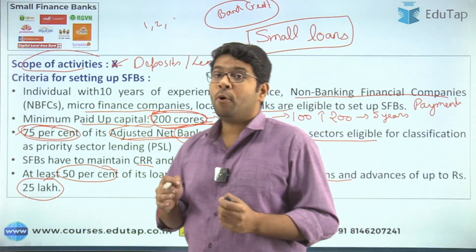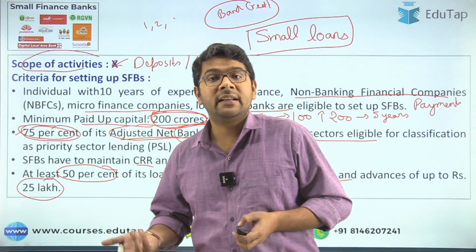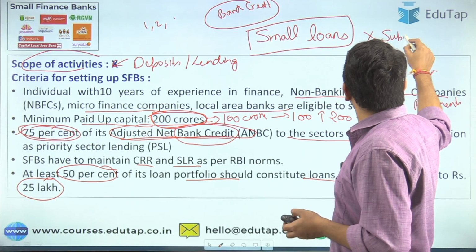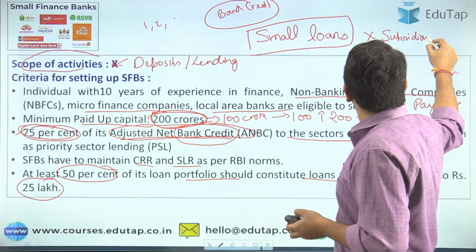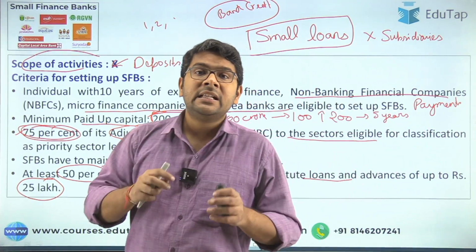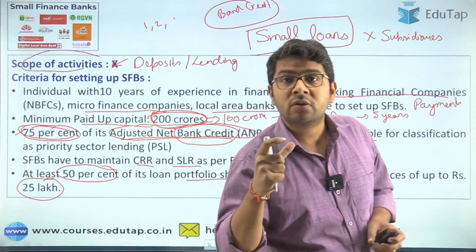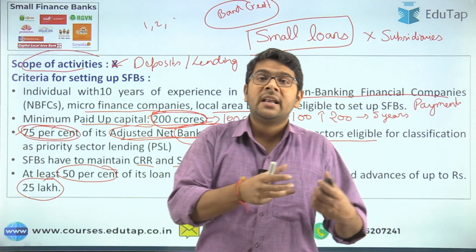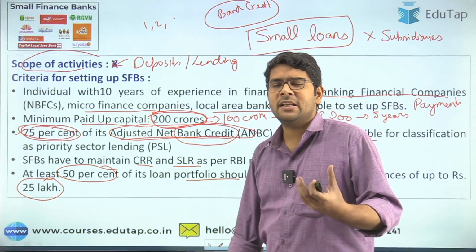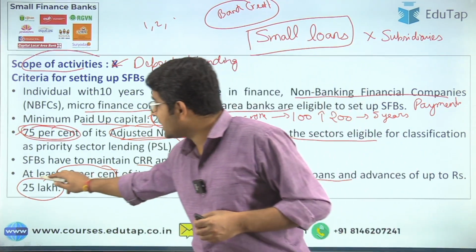Then, guys, one important criteria of small finance bank is that they cannot have subsidiaries. No subsidiaries. Okay, so guys, these are the entire details regarding small finance bank. As the name says, small finance, they are providing loans in small quantity, and not only quantity but also quality. We cannot be sure of the number of loans, but the size has to be maximum up to 25 lakh.